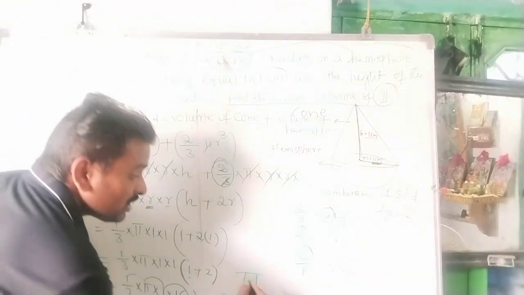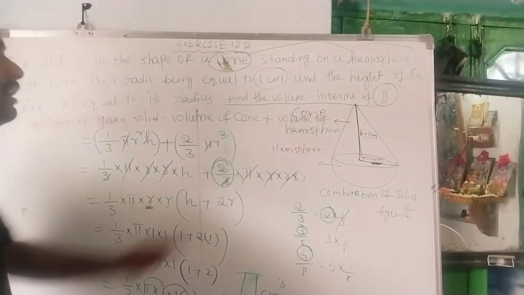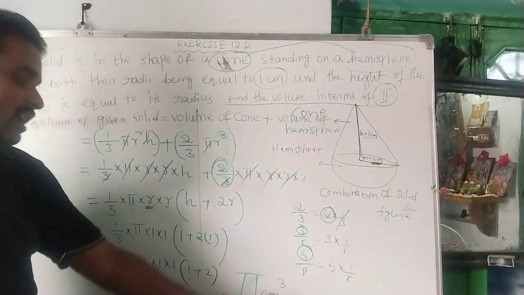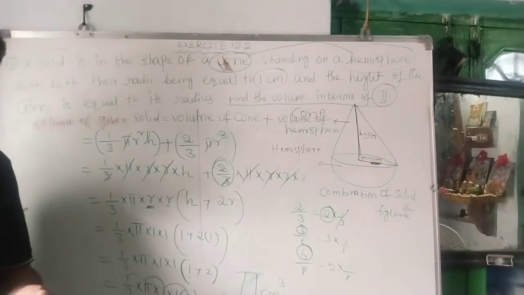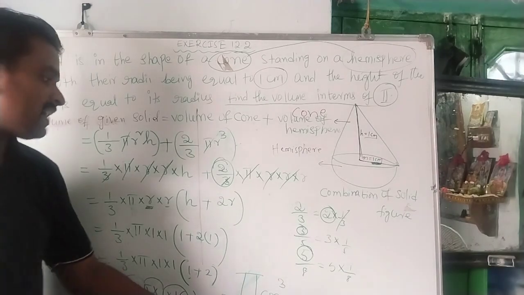So what are the units of volume? Units cube. So what are the units here? Centimeters. So the answer is pi centimeter cube. So what is the volume of the given solid? The volume of the given solid is pi centimeter cube.